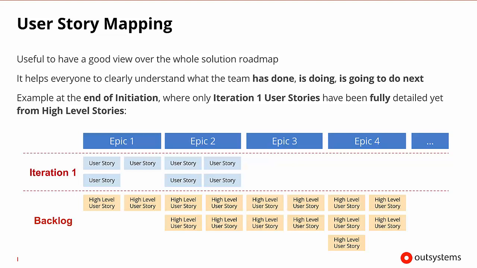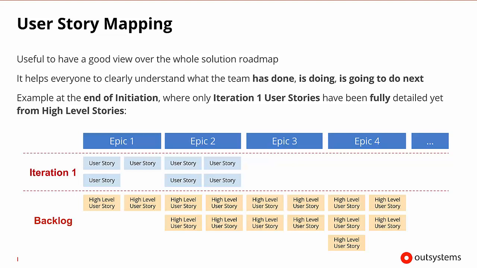Now, the user story mapping is another way to represent the epic structure, and it's a useful way to have a good overview of the whole solution roadmap. It helps discovering any missing backlog pieces, and when used throughout the project, this can be a powerful project status tool because it helps everyone to clearly understand what the team has done, what the team is doing, and what the team is going to be doing next.